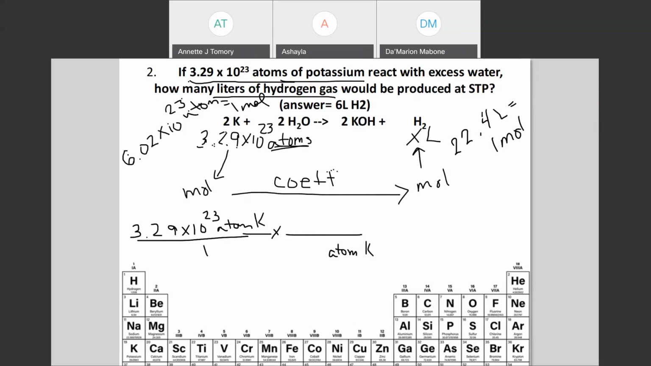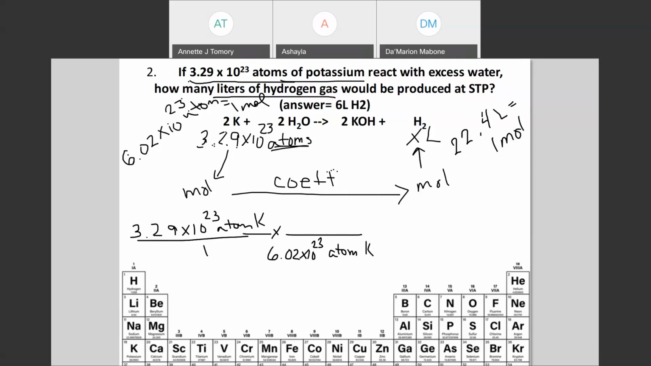What number goes with the atoms? There's 2 atoms in a mole? Oh, no, sorry, not the 3.29. 6.02, Avogadro's number. Remember that? 6.02 times 10 to the 23rd atoms of potassium.